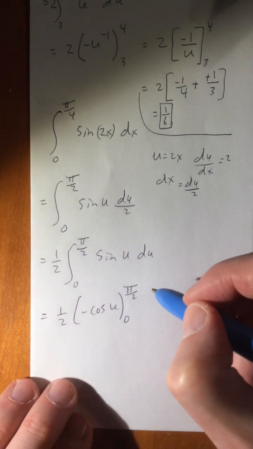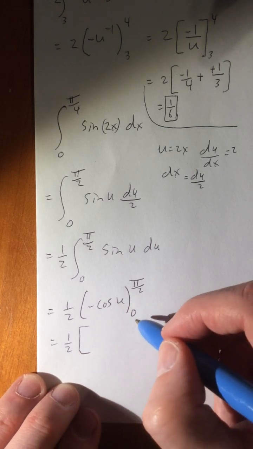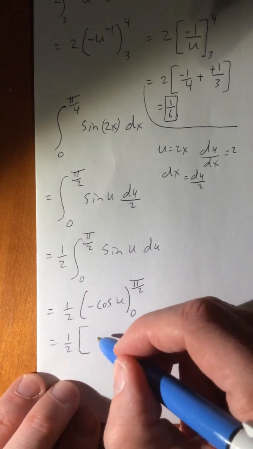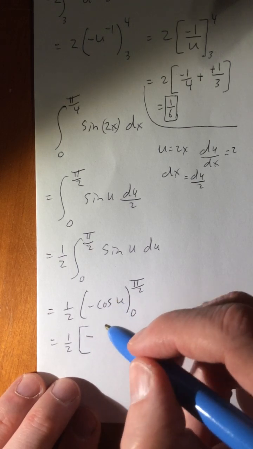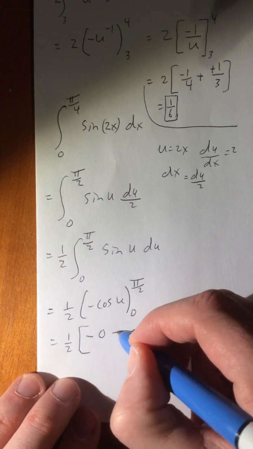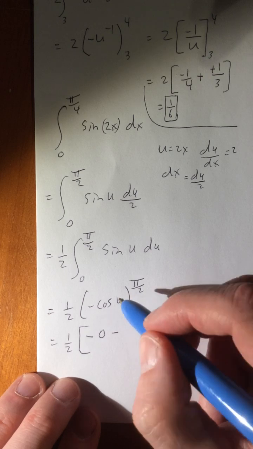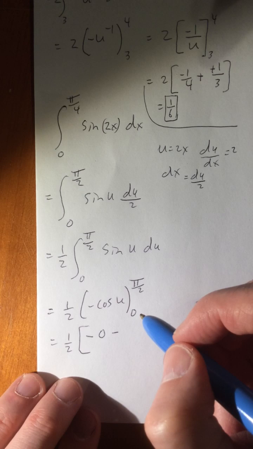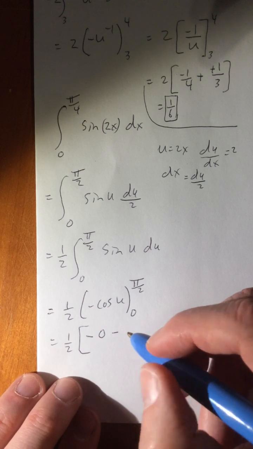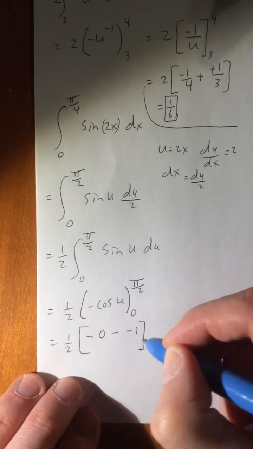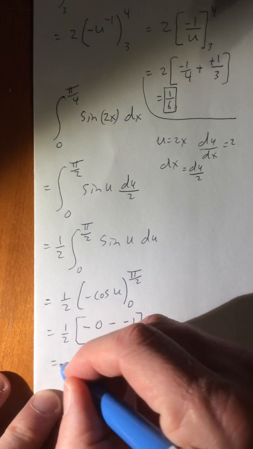So we get 1/2, and then we plug in pi over 2. So we have negative, the cosine of pi over 2 is 0. So we have negative 0. Minus plugging in 0 into this. So this is going to be cosine of 0 is 1, but it's actually really negative 1, so minus a negative 1. So this is going to be 0 plus 1, which of course is 1, times a half is a half.